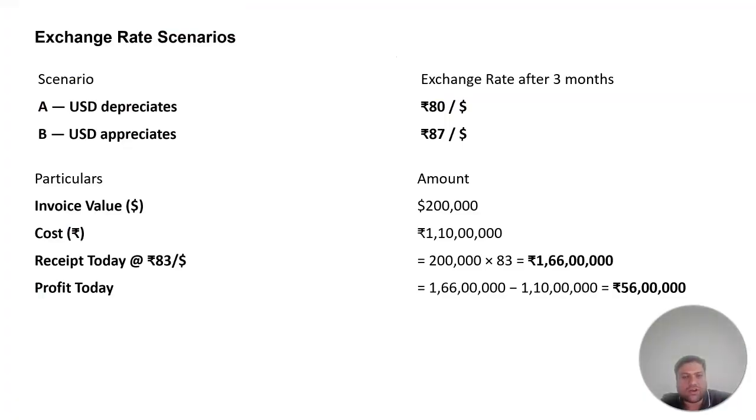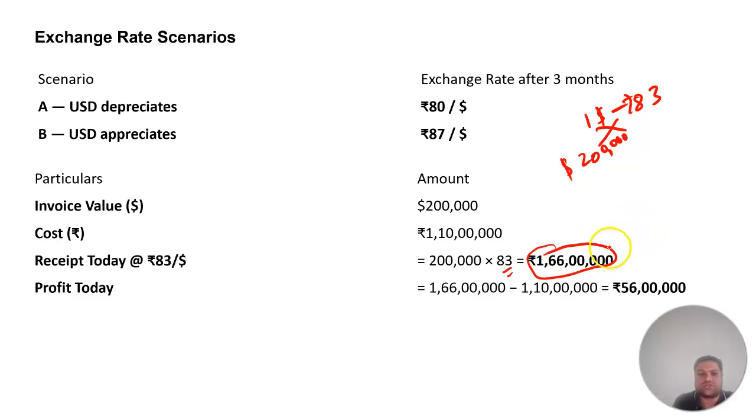The first thing we will try to understand is, if you are receiving the payment today, how much are you going to receive. It's a very simple example. Here $1 equals 83 rupees, right? And you are promised to receive 2 lakh dollars. It's a basic mathematical calculation: 2 lakh into 83. So you will receive 1 crore 66 lakh if the transaction is executed today.